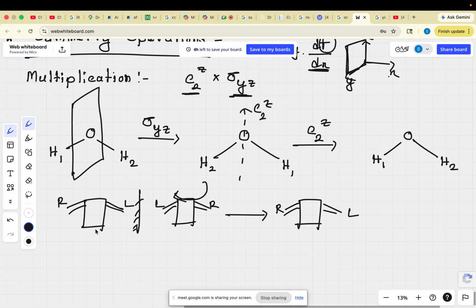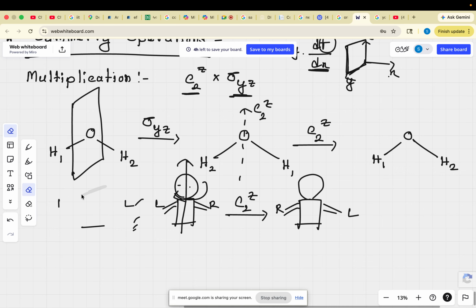Both are equivalent, but one thing is happening. Suppose this is my front face. When you are doing this 180 degree rotation, here C2Z, you are rotating me by 180 degrees, and what you will see is my back face. Clear what I am trying to say? Initially you have right hand, left hand, here also you have right hand, left hand, but here you are observing the front face, and there you are observing the back face.